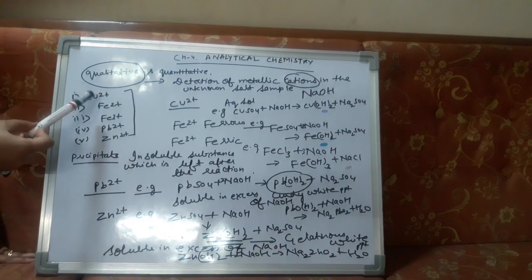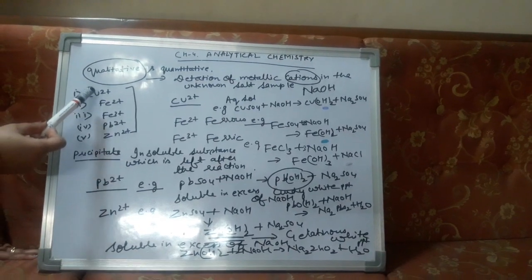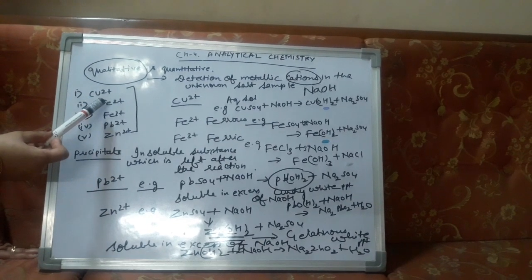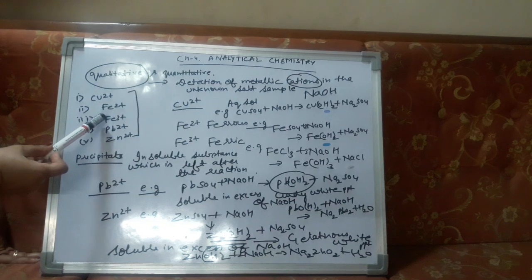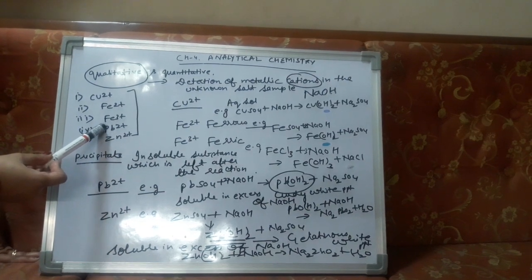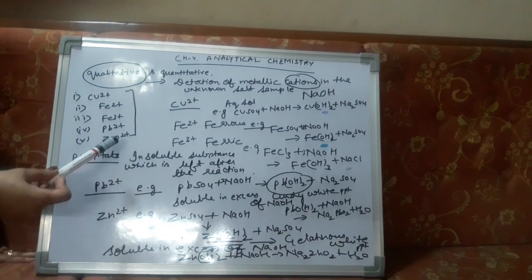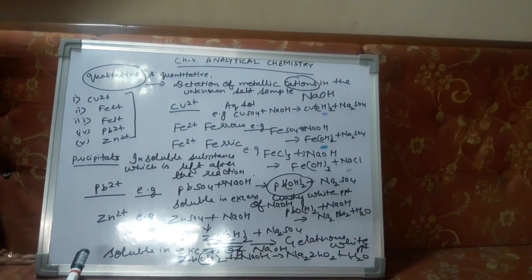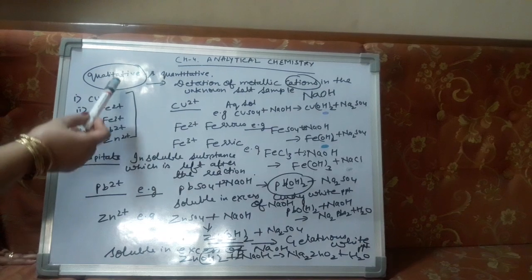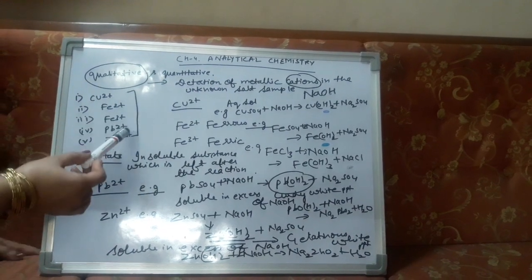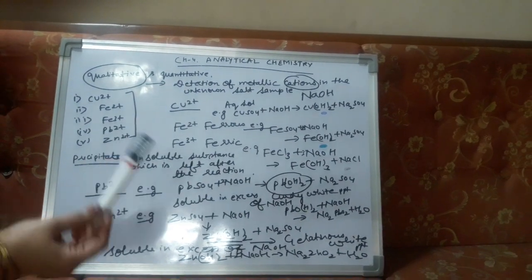Today, the metallic cations which I am going to discuss are copper Cu2+, ferrous Fe2+, ferric Fe3+, lead Pb2+ and zinc Zn2+. How can we find out these metallic cations in an unknown salt sample? First of all, for finding the metallic cation in the salt sample, we have to use a certain reagent.